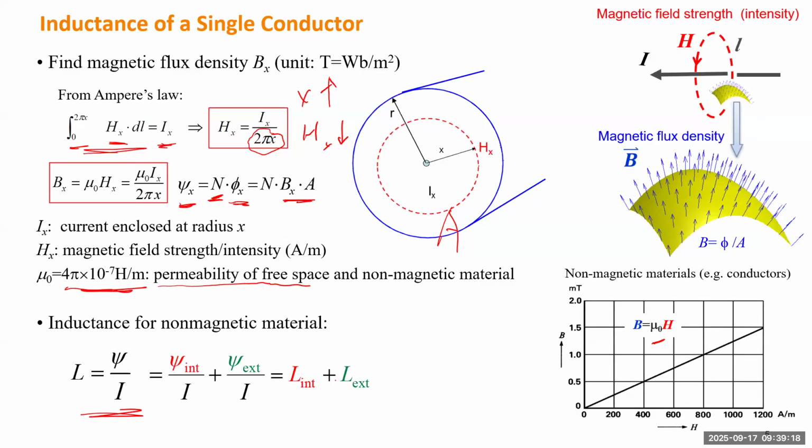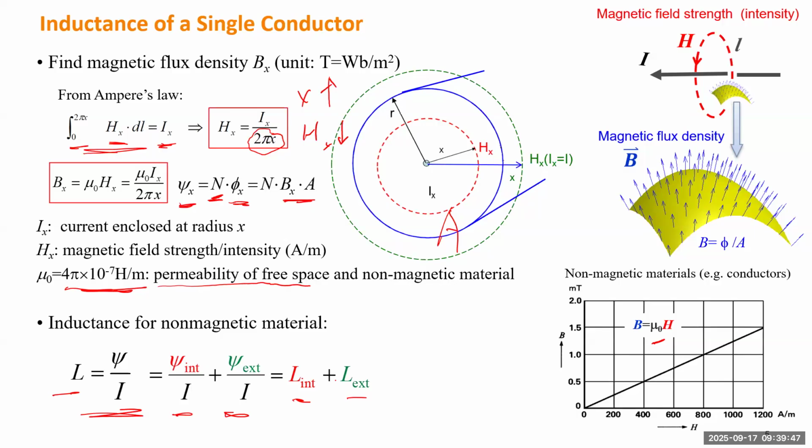For this conductor, because we know the magnetic field inside and outside can be different, we calculate the inductance separately. We assume the inductance will be the sum of two pieces. The first is only caused by the flux linkage inside the conductor. The second is outside the conductor. So we're going to calculate internal inductance and external inductance, and the total will be the total inductance of the line.